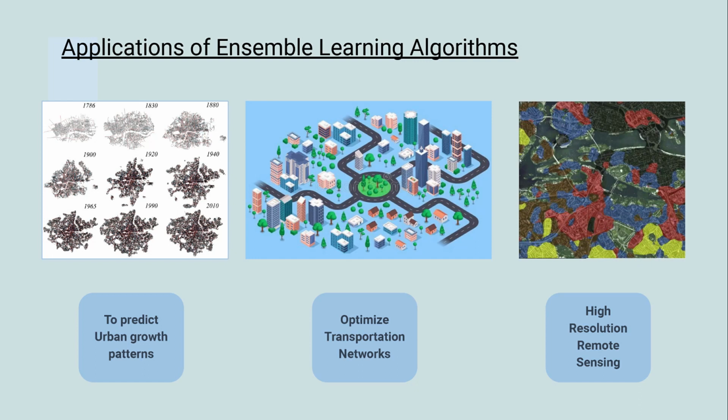A team of researchers from the United States used an ensemble learning algorithm called Random Forest to optimize a public transportation network in the city of Atlanta. They collected data on a variety of factors that were known to influence transportation network performance, including traffic patterns, passenger demand, and environmental impacts. They then trained a random forest model to optimize the transportation network based on this data.